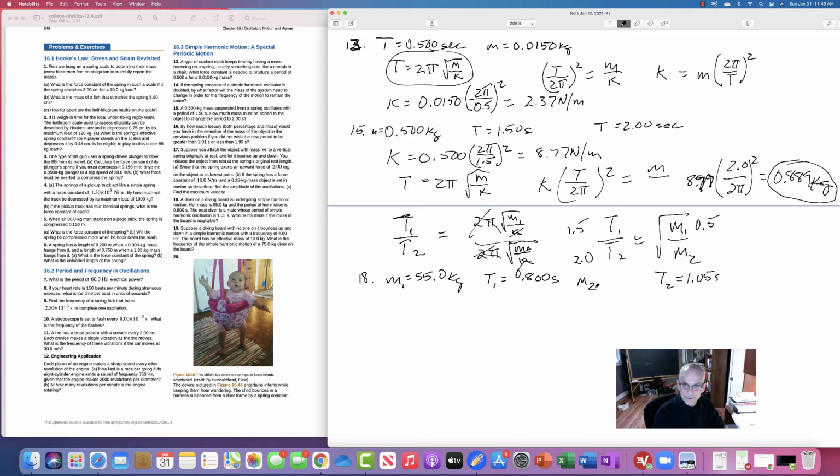So the question is, what is his mass? Okay, that's why I showed you this, because I think this is a simpler way of doing this problem. You end up with 0.800 divided by 1.05 is equal to the square root of 55.0 over his mass. If you square both sides, you get 0.800 divided by 1.05 squared, and that's going to equal 55 over m, his mass.